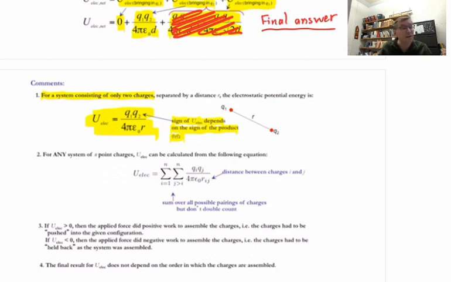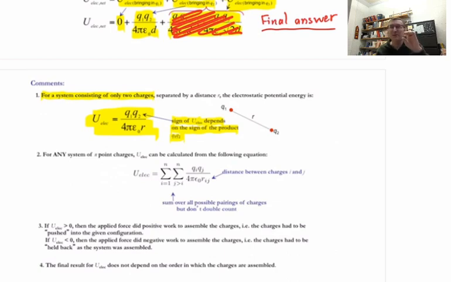That product could be a positive number, or it could be a negative number. If it's a positive number, then the stored energy is positive. The potential energy is positive. That's because I have to do overall positive work to put the whole thing together. That would happen if the two charges have the same sign, either both positive or both negative, because in either case, I'm going to have to push that second one in. It's not going to want to go. That results in positive stored energy.